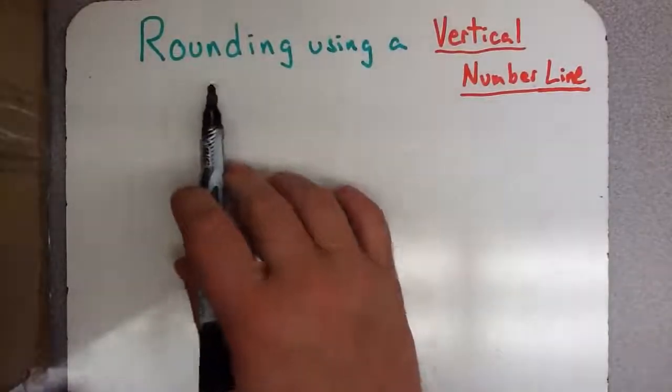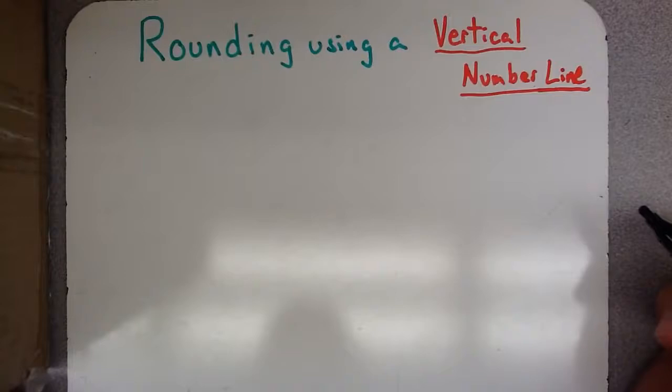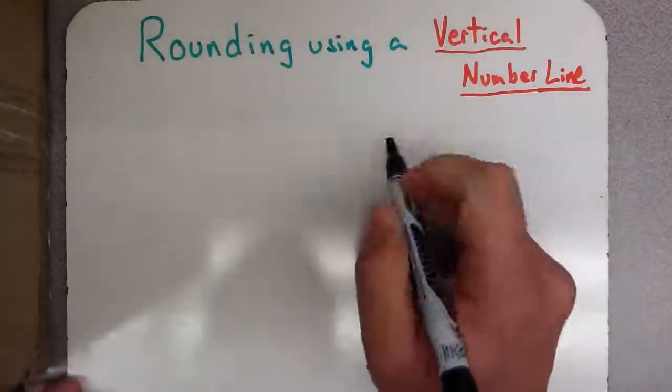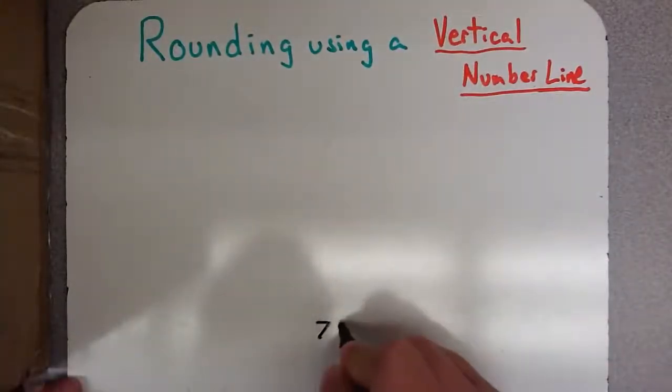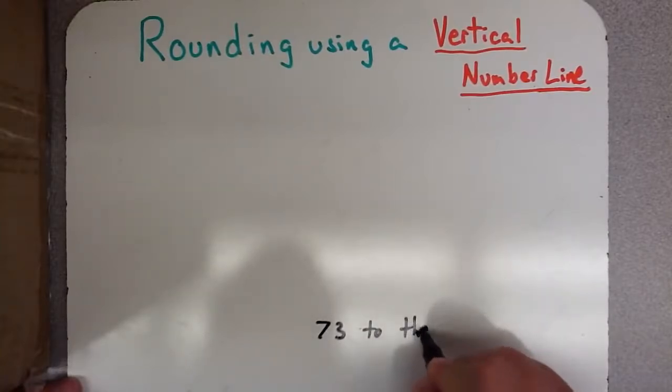Hello, we're going to look at rounding using a vertical number line. And we're going to focus on that third grade where you round numbers to the nearest 10 or 100. So let's look at the number 73. So let's say we want to round 73 to the nearest 10.